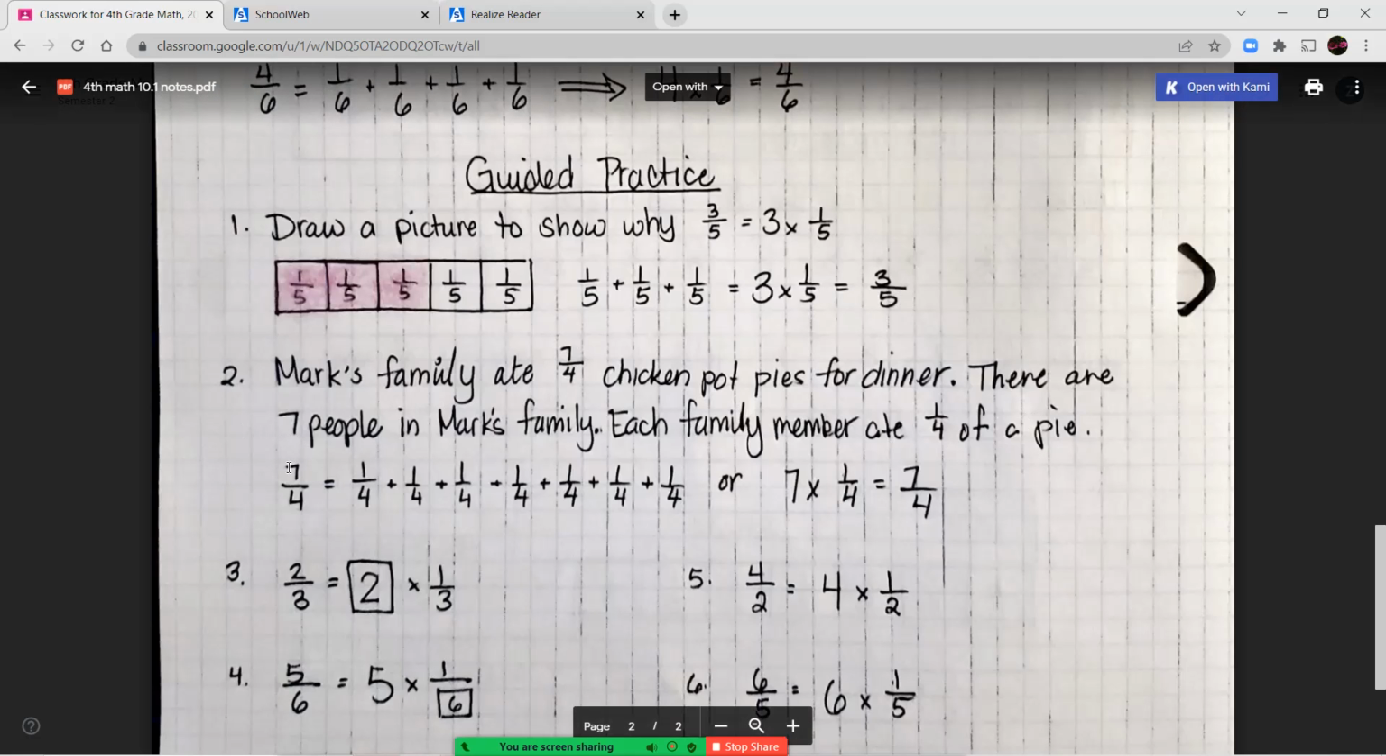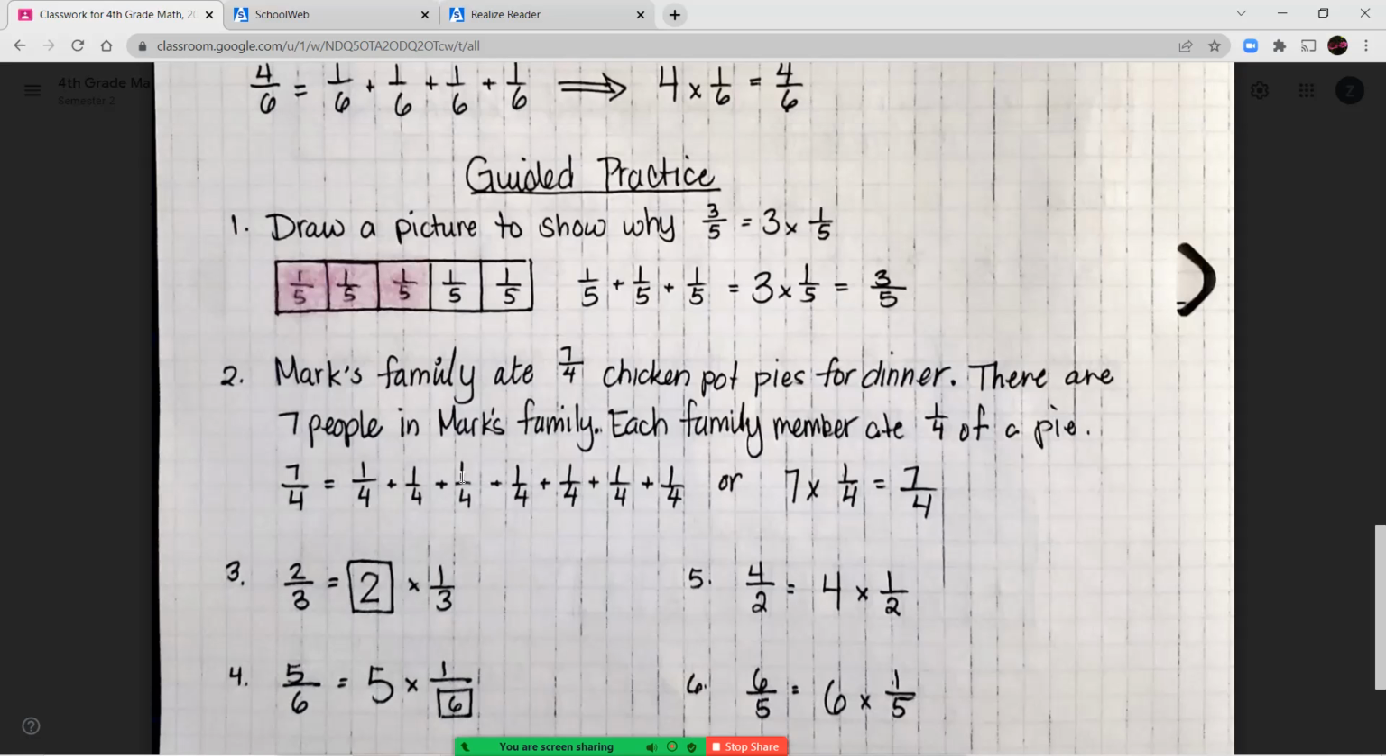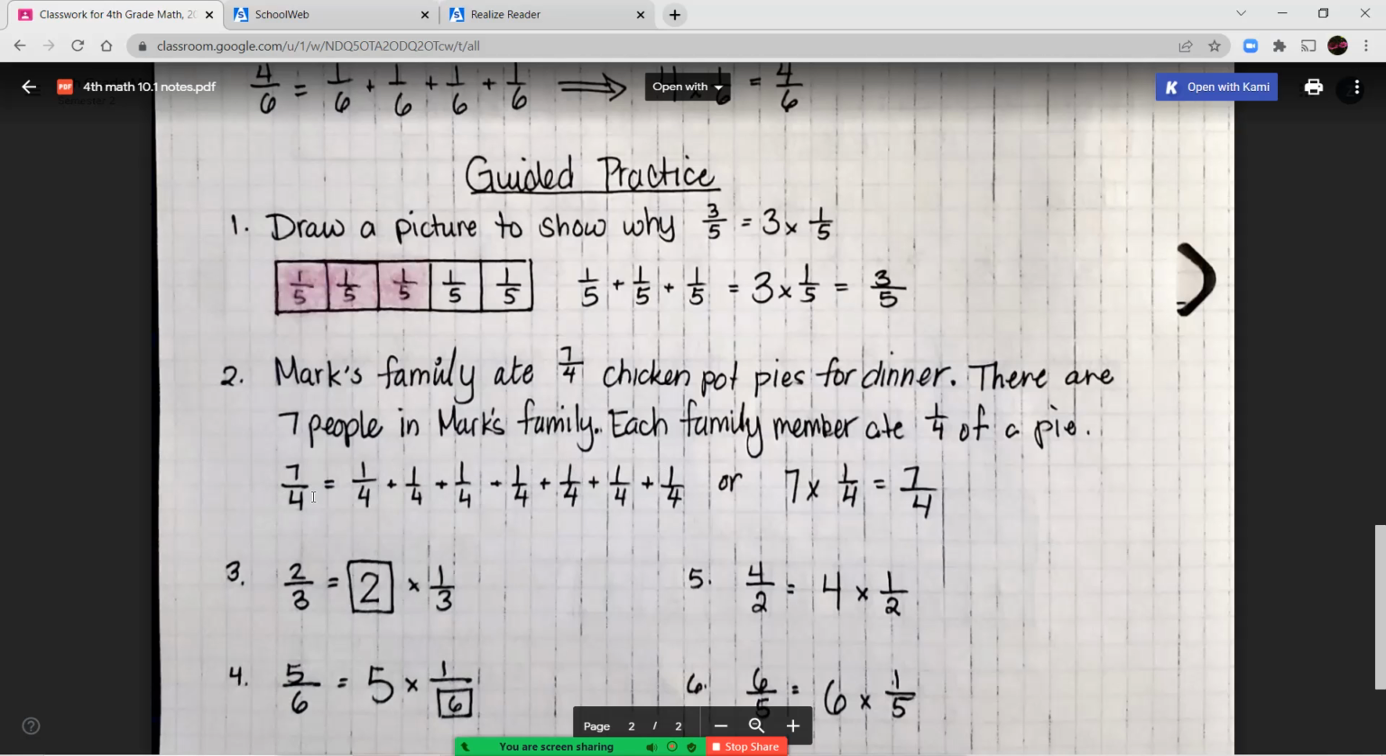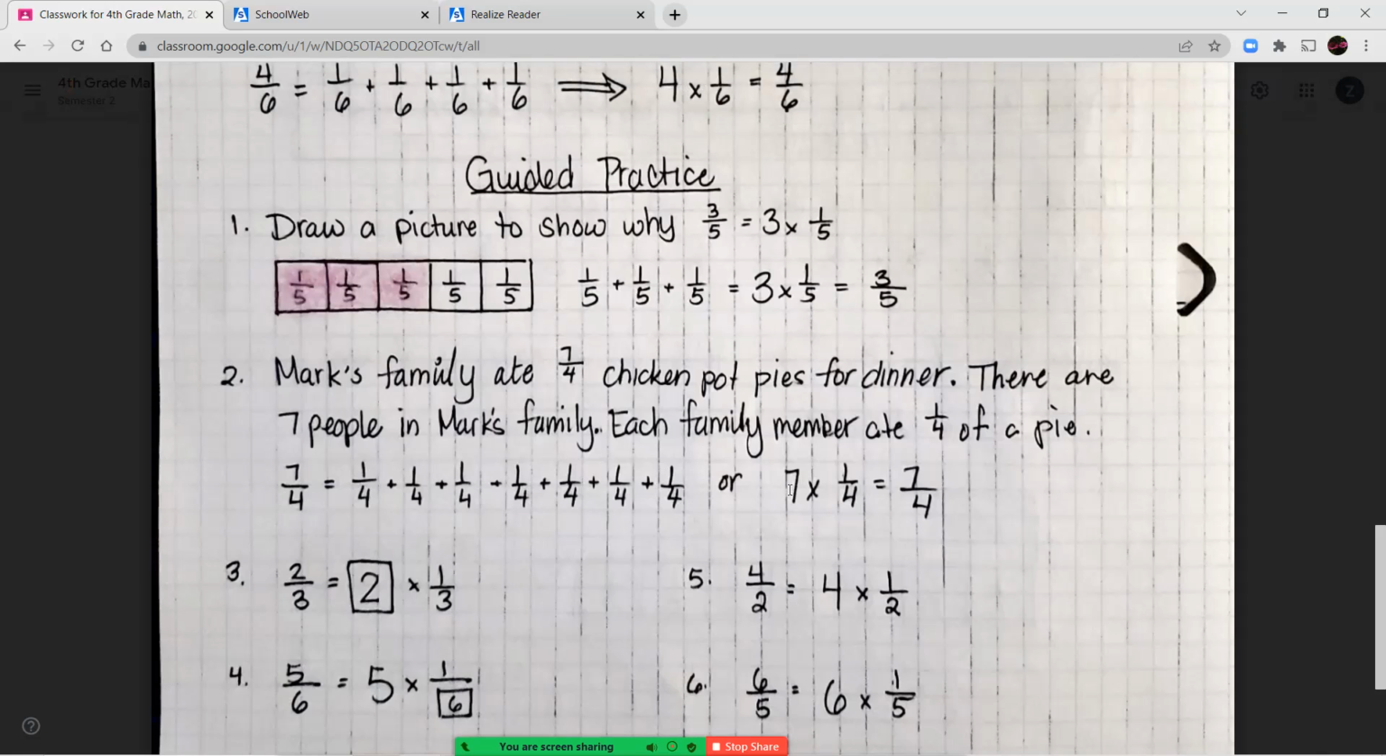So 7/4, we're going to write it as 1/4 plus 1/4 plus 1/4 plus 1/4 plus 1/4 plus 1/4 plus 1/4. 1, 2, 3, 4, 5, 6, 7, 7/4. Or I could write it as a multiplication as 7 times 1/4. So 7 of my 1/4 pieces gives me 7/4 pieces.